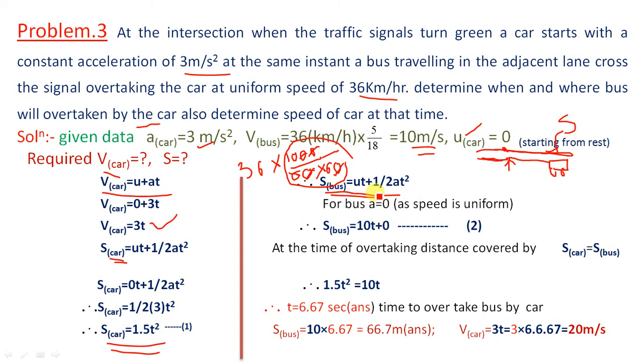When velocity is constant, acceleration is 0. So a is 0. So S of bus is equal to ut plus 1 half at square, but a is 0. So you will get S of bus is equal to 10t.